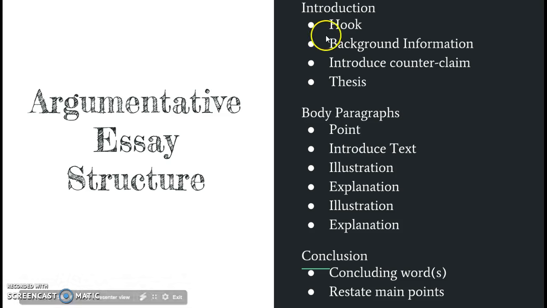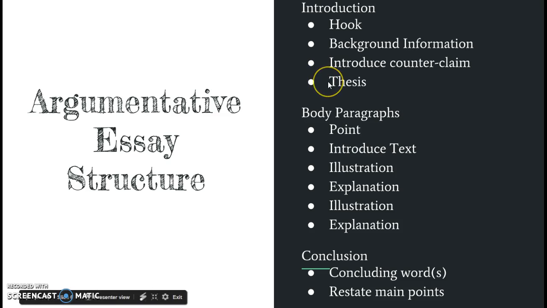Then after we have our reader's attention, we're going to provide some background information. So anything you feel like your reader needs to know ahead of time to better understand your essay. We're going to introduce the counterclaim in the introduction, which is different than anything we've done before. So here we're not going to state how we feel, we're actually going to state the opposing view.